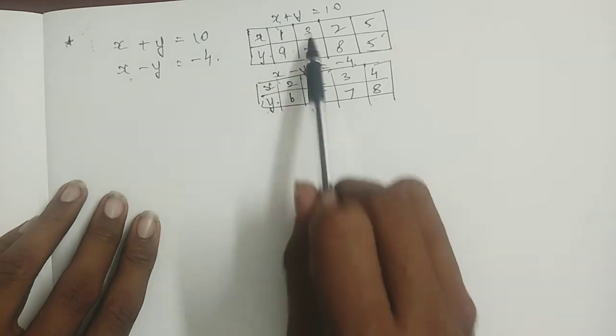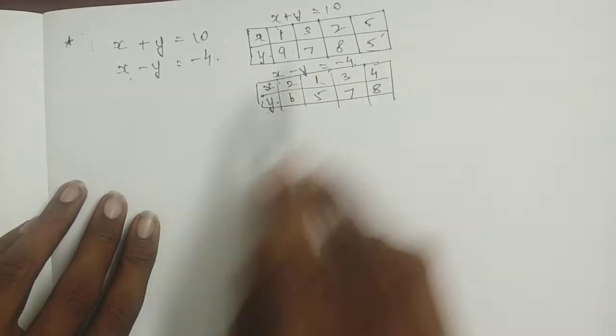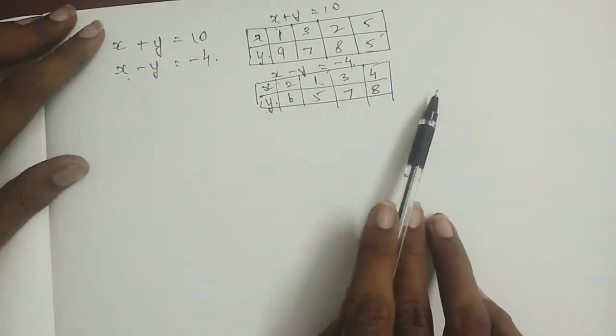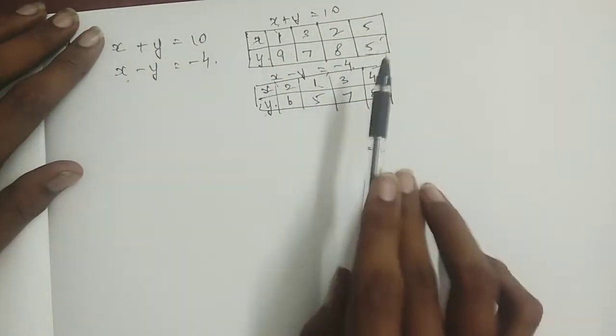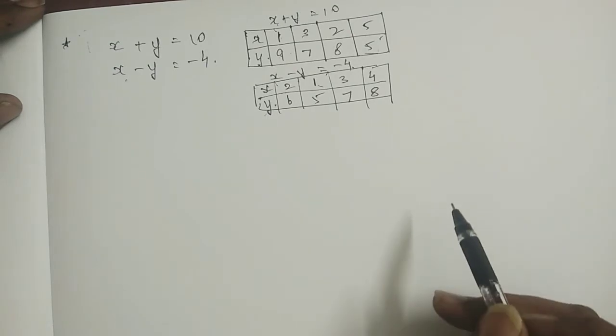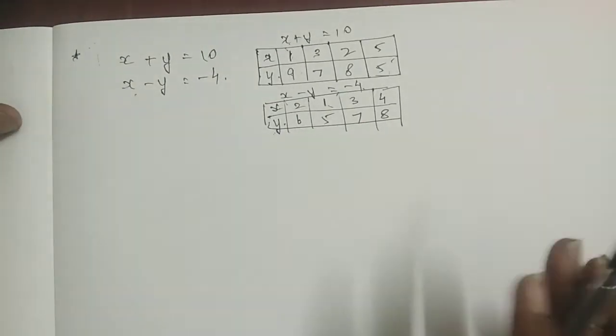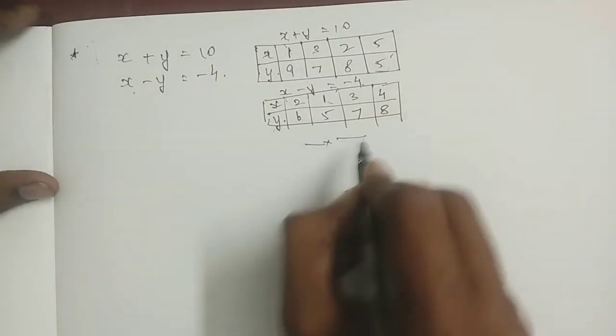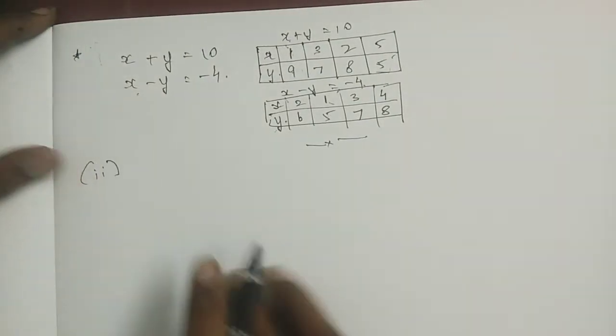Plot 1 comma 9, 3 comma 7, 2 comma 8, 5 comma 5. For this particular equation, it will give you a straight line. And plot the other equation again, and wherever the lines intersect in the graph, that is the solution for this particular pair of linear equations. That is how we need to find it graphically. Okay, done. Let's go to the second problem.